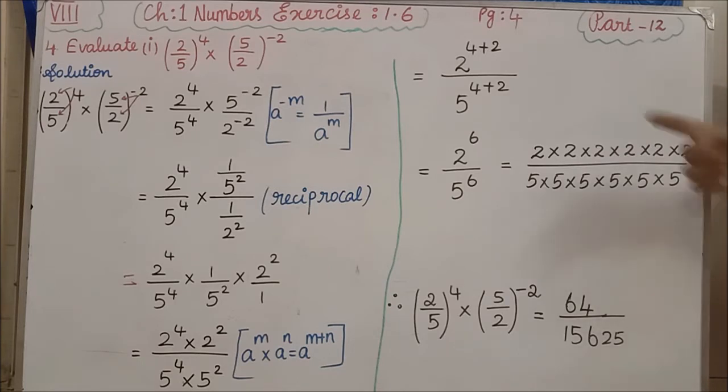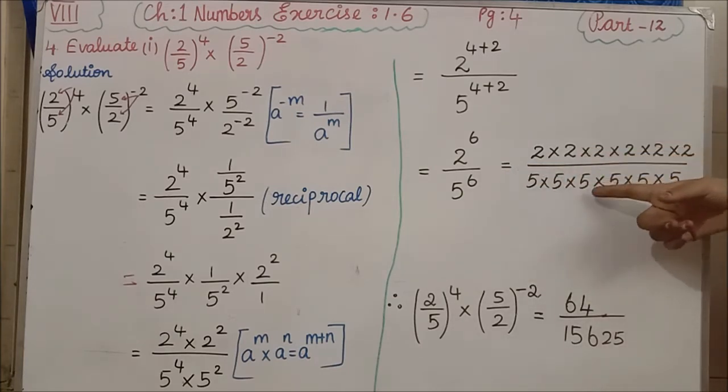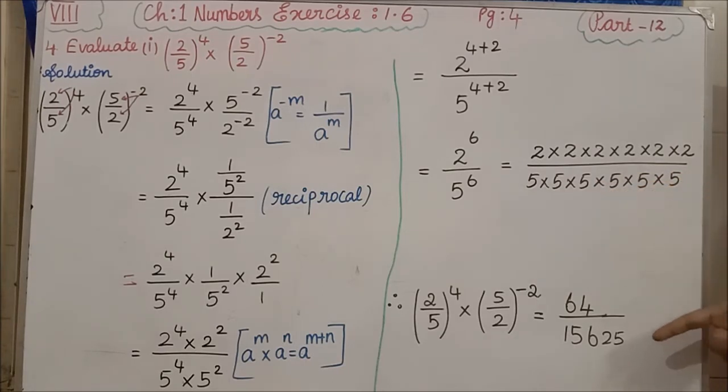Clear? Which means what? 2 you have to multiply 6 times: 2 into 2 into 2 into 2 into 2 into 2, divided by, similarly, 5 you have to multiply 6 times: 5 into 5 into 5 into 5 into 5. If you multiply, I am getting 64. Similarly, 5 if you are multiplying 6 times, I am getting 15,625. Clear? That is the answer. Clear all of you, the fourth question?